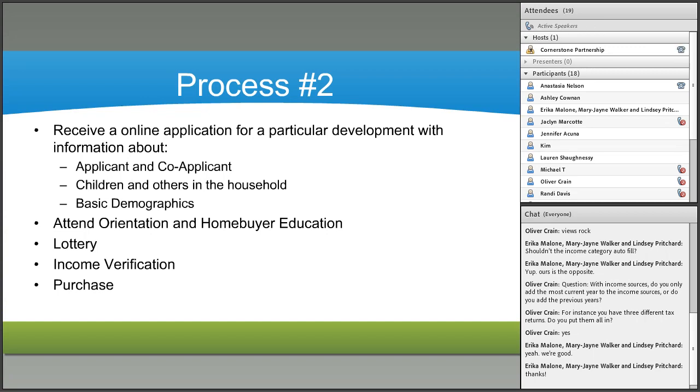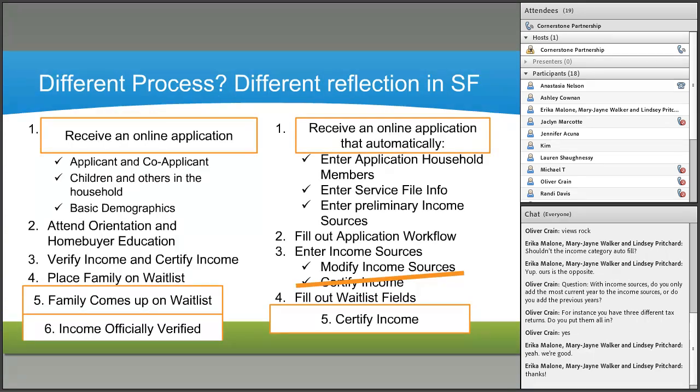So this is a sample process. On the left is the descriptive process of what's happening, and on the right is what it is in HomeKeeper speak. You can see that receiving an online application automatically enters those checked-off items, and that in this second process, we only certify income once. So it's a really good idea to think about what your process is, how you would talk about it to a family, and then what that means for your data entry. And that's what's on the right.